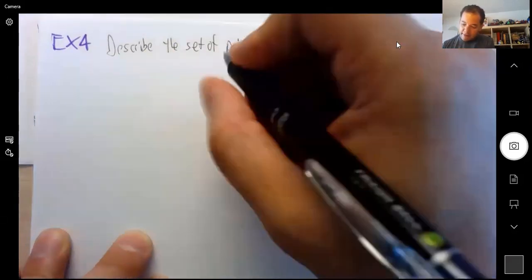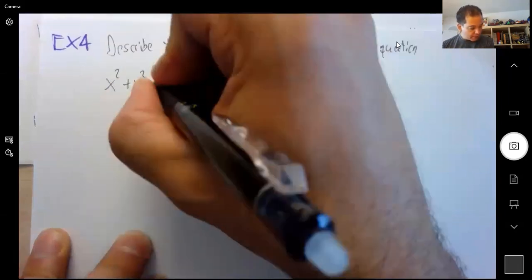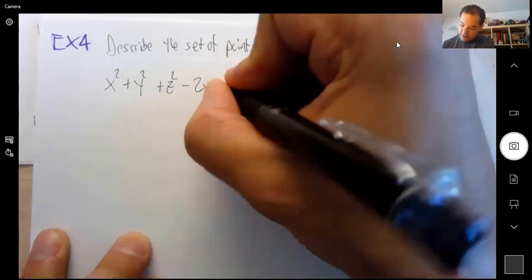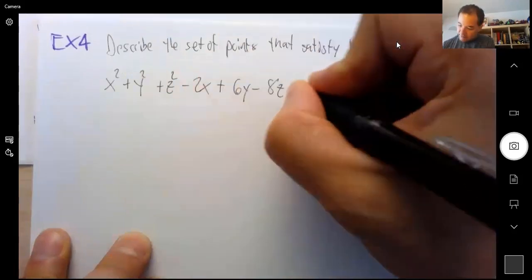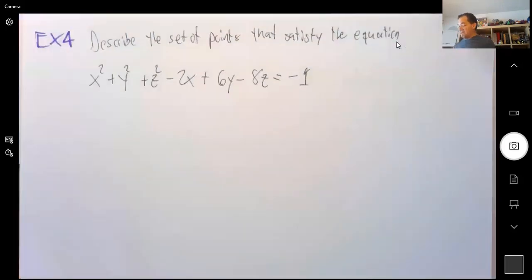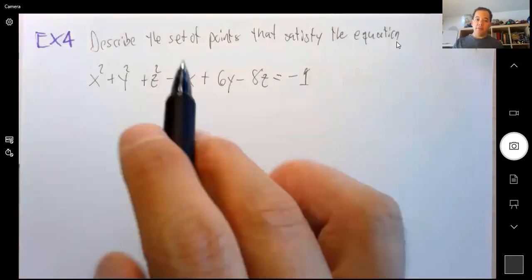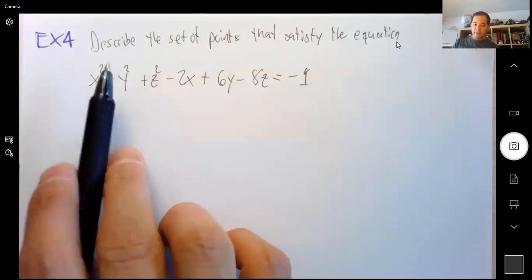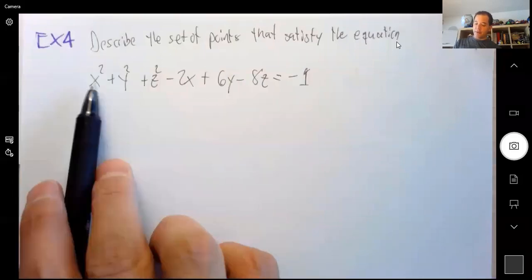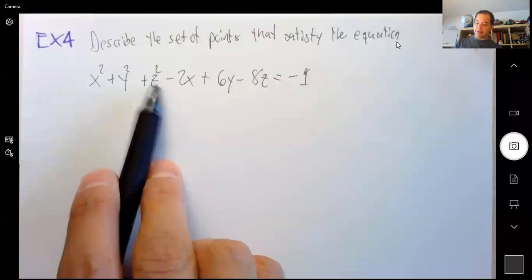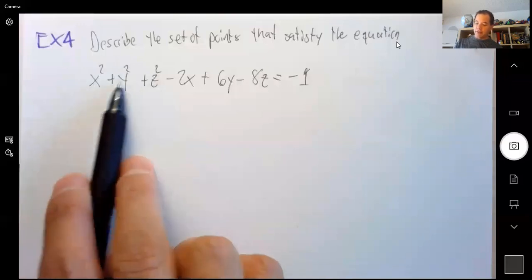It's x squared plus y squared plus z squared minus 2x plus 6y minus 8z equals -1, right? And that's what I was telling you. So how do I know it's going to be a sphere? I actually can tell. It's going to be a sphere, or maybe nothing, when you have x squared, y squared, and z squared, right? If you have these and they're all multiplied by the same number, in this case 1, then it's a sphere.